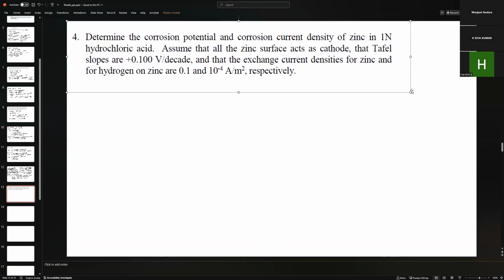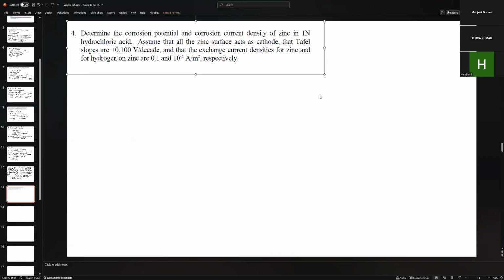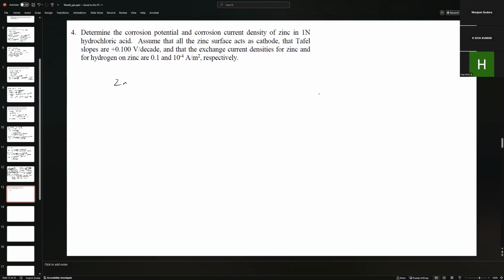Determine the corrosion potential and corrosion current density for zinc in 1 molar HCl. It's just 1 molar HCl. Assume that all the nickel surface acts as a cathode and the Tafel slopes are 0.1, and the exchange current density for hydrogen on zinc is this value, taken from the literature. This is the standard reduction potential for zinc.